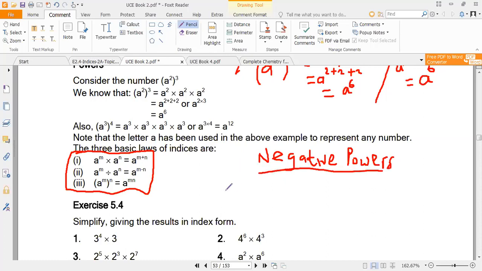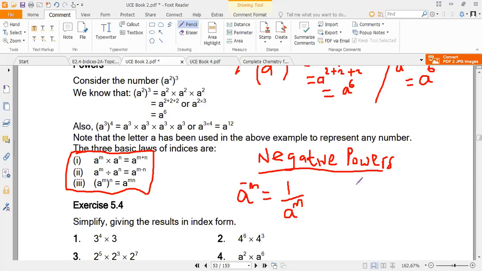The negative powers, this is what they mean. If you have a number like a power negative m, you can see that the base a has a negative power of m. This means that it is 1 out of a power m. A power negative m means 1 out of a power m. That's what a negative power means.